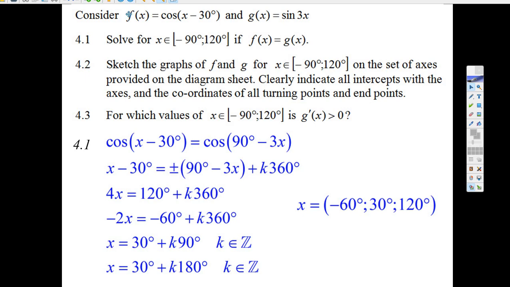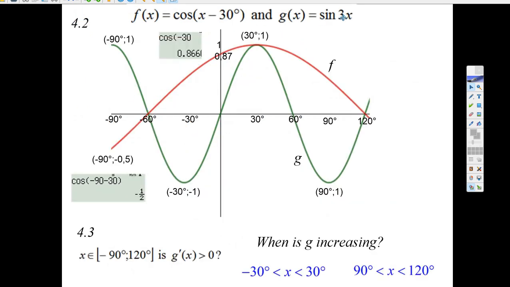Now, how do we do that? Well, let's take a look. Let's first look at the sine 3x. Dividing by 3, we know the period is 120, and every 30 degrees something special happens. The sine of 0 is 0, but at 30 degrees, the sine of 3 times 30 is 1. Then it goes back to 0 at 60, and then down to minus 1, and then up to 120.